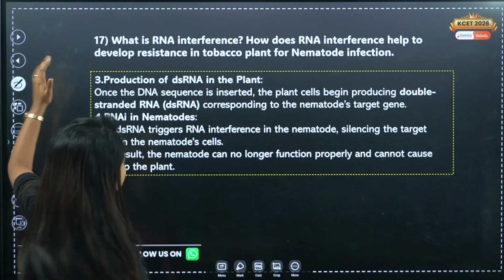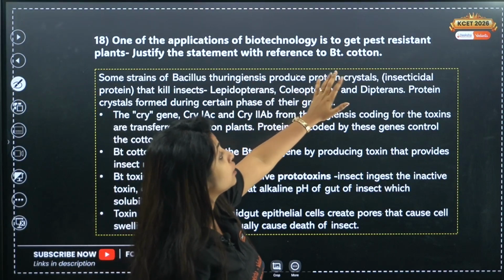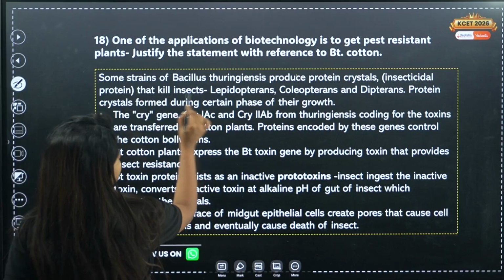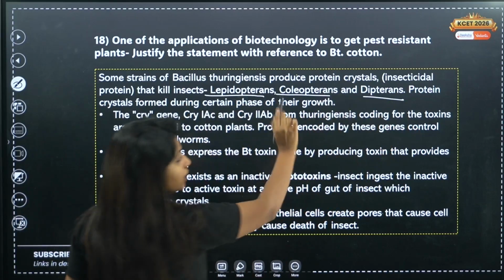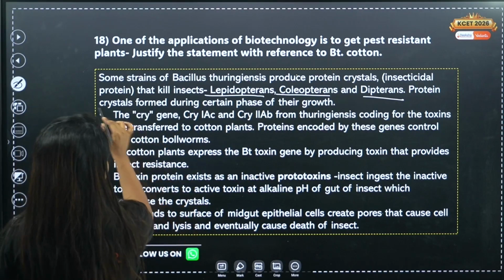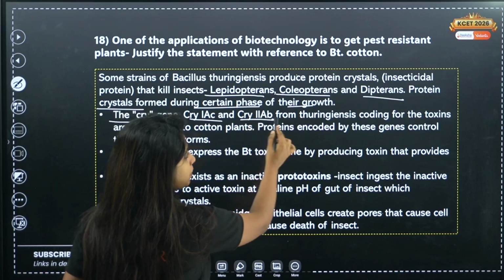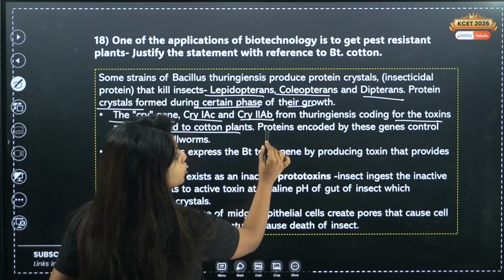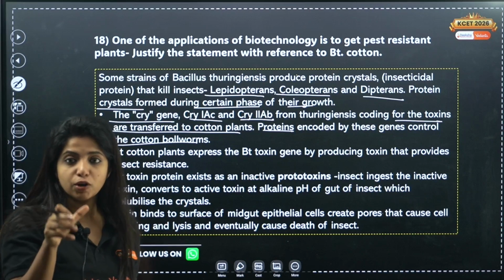So you have different cry genes. Over here, let's read it. Some strains of Bacillus thuringiensis produce protein crystals, insecticidal proteins, that kill insects such as lepidopterans, coleopterans and dipterans. There are different groups of insects: lepidopterans, coleopterans and dipterans. Now protein crystals form during certain phases of growth. The cry genes, cry1Ac and cry2Ab from Bacillus thuringiensis, coding for the toxins, are transferred to cotton plants. Now the proteins encoded by these genes control what? The cotton bollworms, a group of insects known as cotton bollworms.